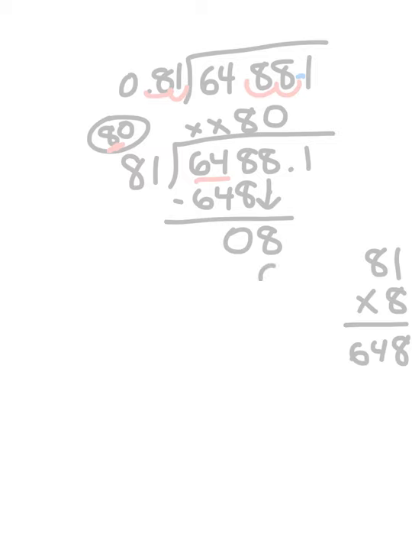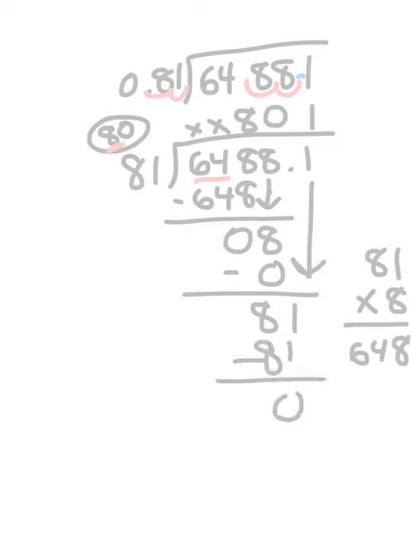Multiply. 81 times 0 is 0. I subtract. I have 8 left over, which is okay. And I bring down my 1. How many times does 81 go into 81? 1 time. I subtract. There's nothing left over. Am I done? Hopefully you noticed we have one last step, and that is to bring that decimal up and put it straight up from where it was. So my final answer would be 80 and 1/10.